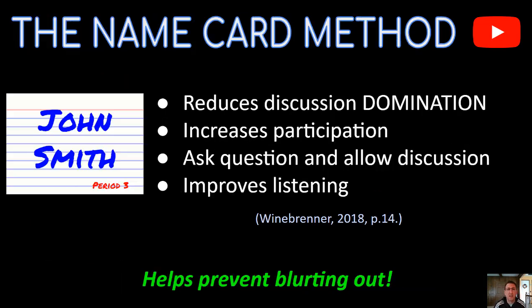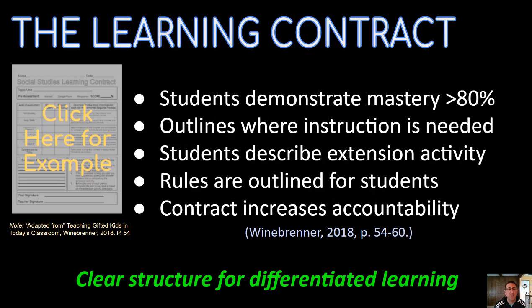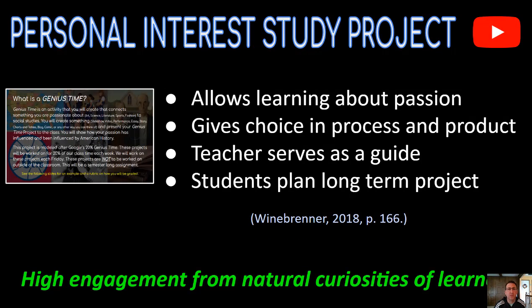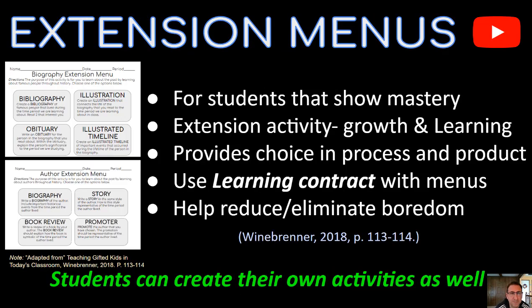So we have goal setting logs, the name card method, compacting and differentiation. This is probably my favorite activity and strategy of the whole group. The learning contract, you can click there for an example. The learning contract is explained in the compacting and differentiation slide as well. So personal interest study project, contract for permission to read ahead. I know several of you are ELA in your student teaching. You probably noticed some of these students, they read so much more quickly. This might be a good solution for that.